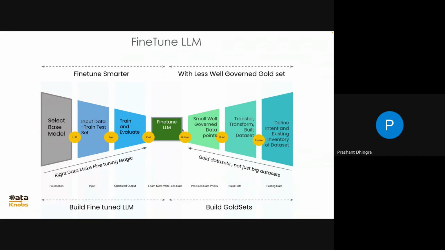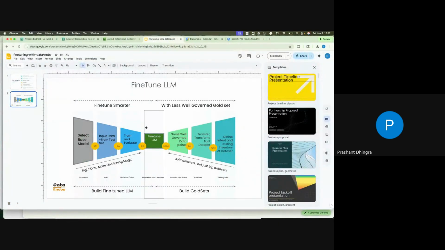Once we have a gold data set, then the fine tuning process becomes simple. Just select the base model, give the data set, and then train, and then evaluate how the results are, and then change the hyperparameter or change the data set further. That's all I have for today.